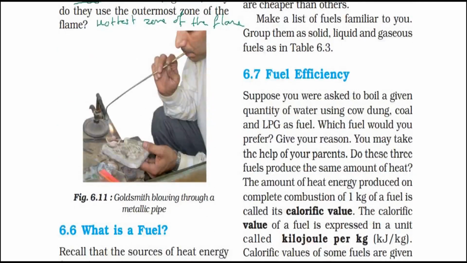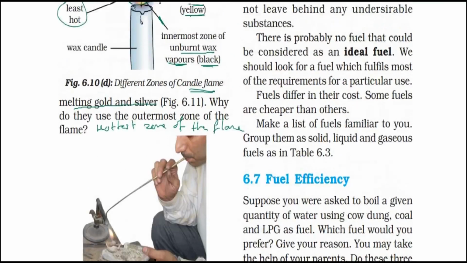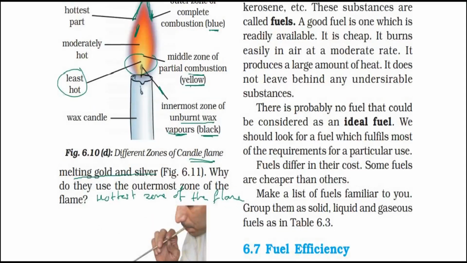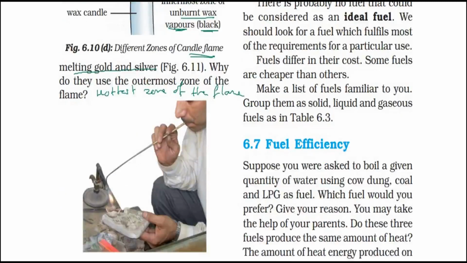Okay, see this goldsmith is blowing through a pipe, right? Blowing air on the outer part of the flame. Why is he blowing air? Because if more air is supplied to the flame, it will burn better, more combustion will occur, and then the goldsmith can use this for melting silver and gold.